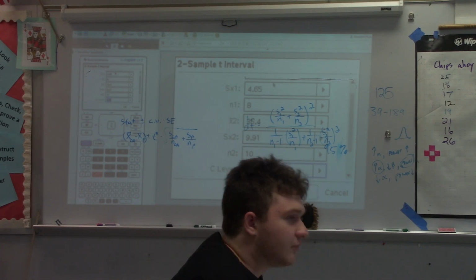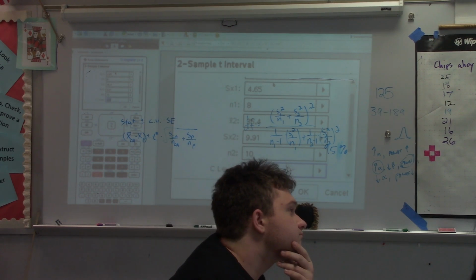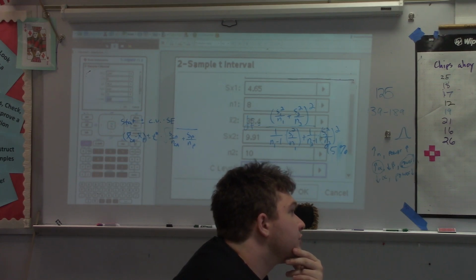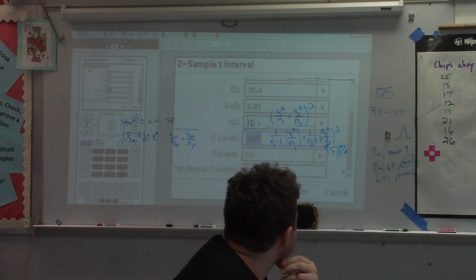Wait, so do I want to include the standard deviation? Standard deviation, right? Okay. So what confidence level do we want? 95%? 95. Alright, notice right here, it does ask this question of pooled.